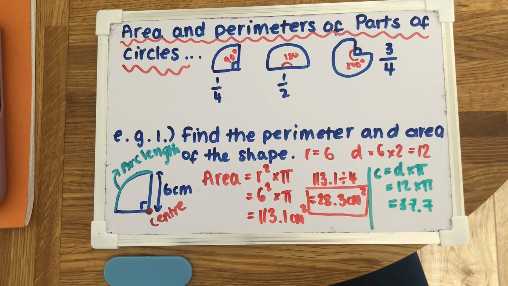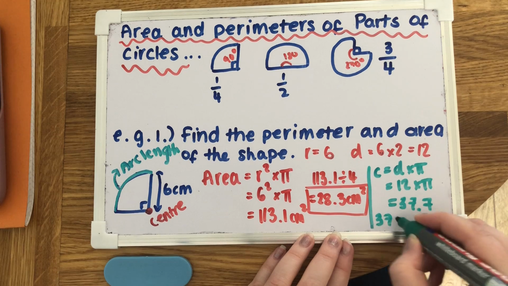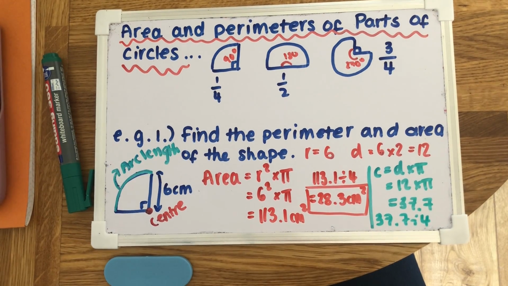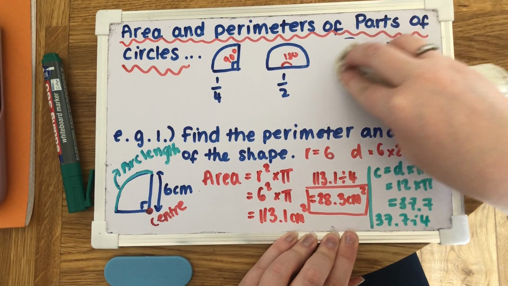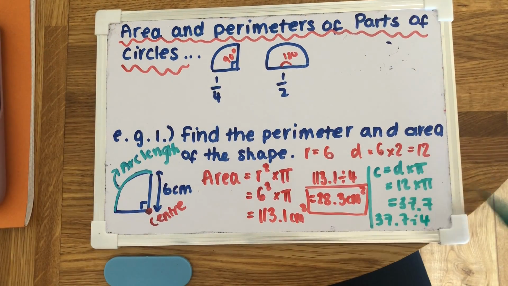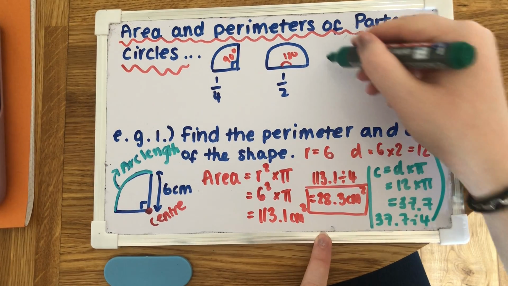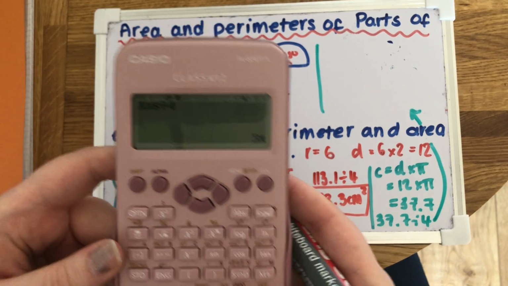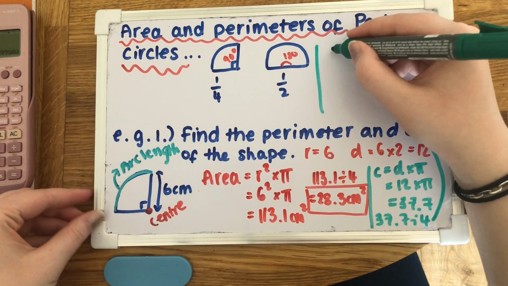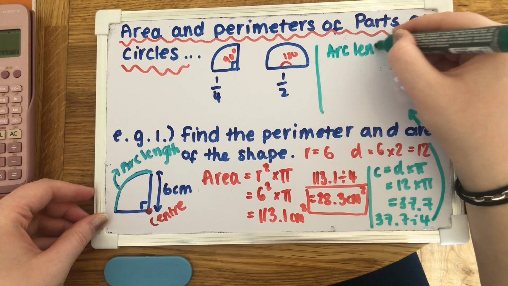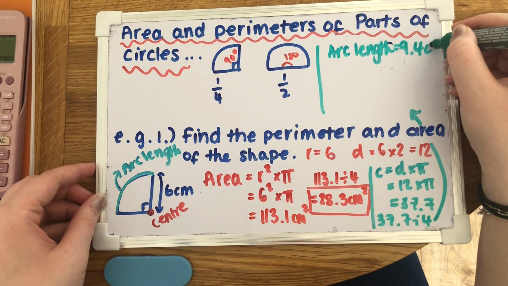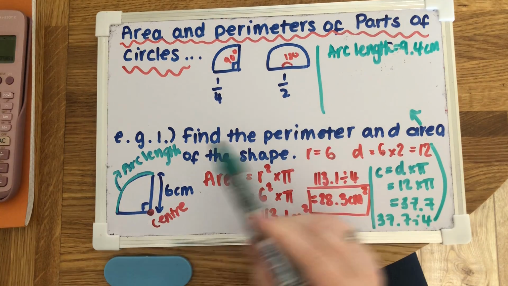Okay, we only want a quarter of it, so we then need to divide our answer by 4. I'm going to run out of space, so I'm going to do it up here. Again, if you just click answer and then divide by 4, 9.4. So the arc length is 9.4 centimetres.